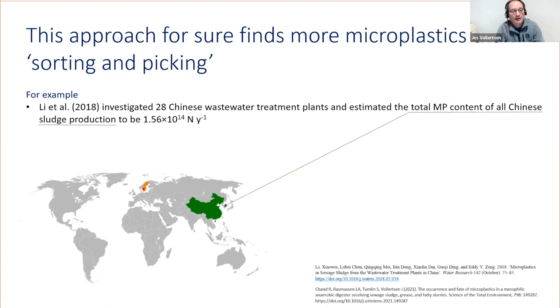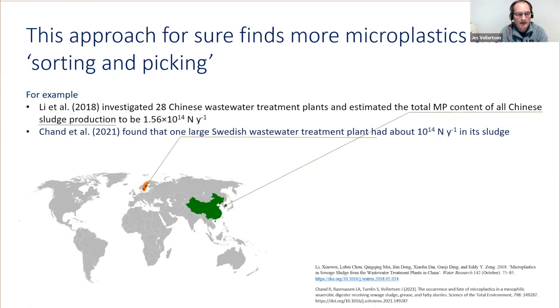Well, there's a study by Lee et al. from 2018, which investigated 28 wastewater treatment plants in China. It was a good study, by the way. There's no complaints about that. They used this sorting and picking approach. And they concluded that there was 1.56 times 10 to the 14th microplastics per year in all the sludge from China. A huge number, like, oh my, this has many zeros. But they did this sorting and picking approach, and what actually the lower size limit of that is unclear.